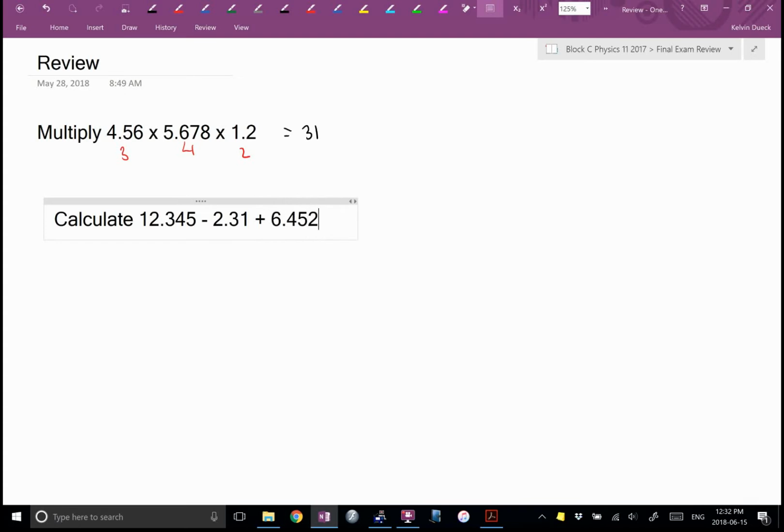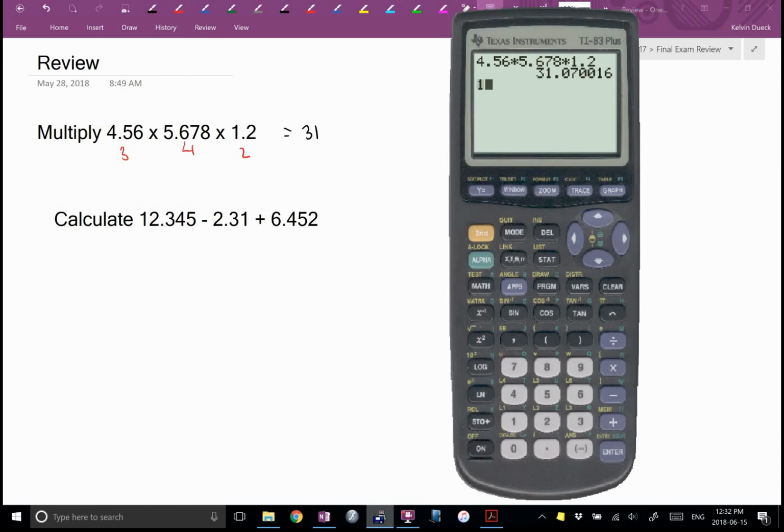How do you do this one? Again, before you do anything, Christy, you go to your calculator and type it in as is. You don't round off until later. 12.345 minus 2.31 plus 6.452. So I get that there. If it was multiplying, I would say 5 sig figs, 3 sig figs, 4 sig figs, and I would round to 3 sig figs. I would write 16.5 if it was multiplying.